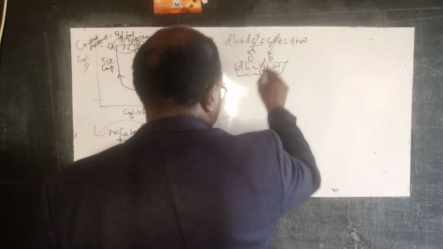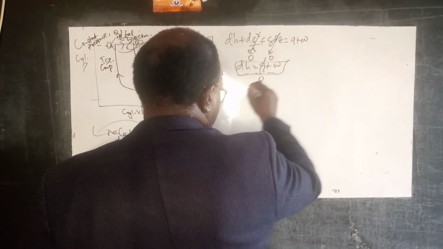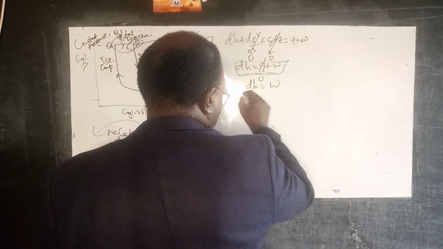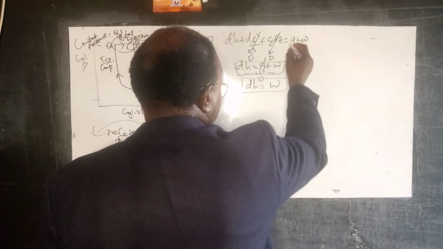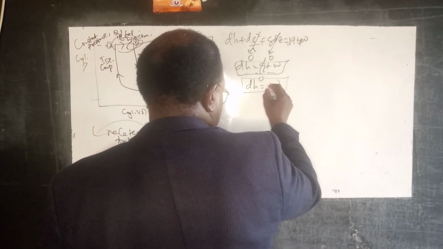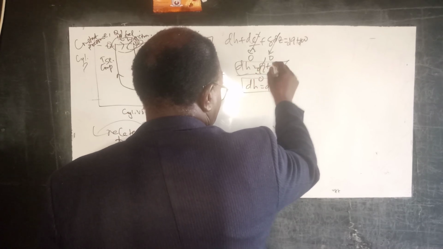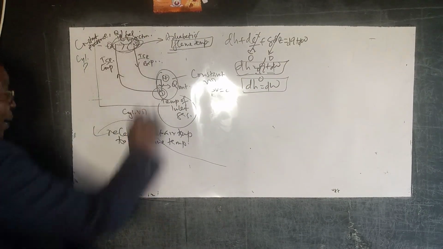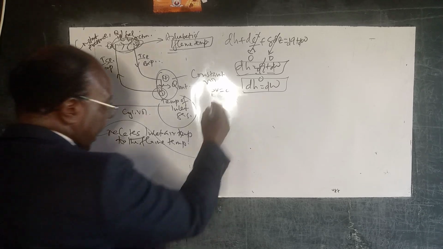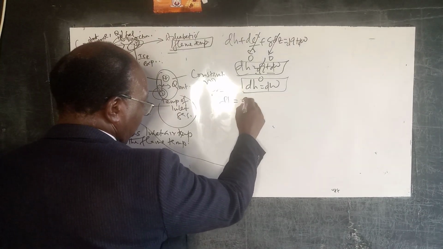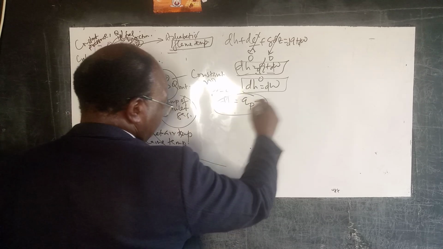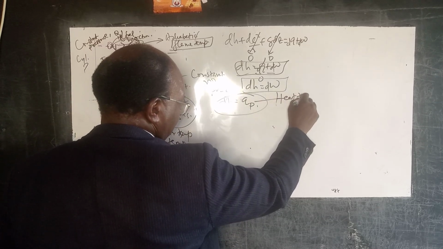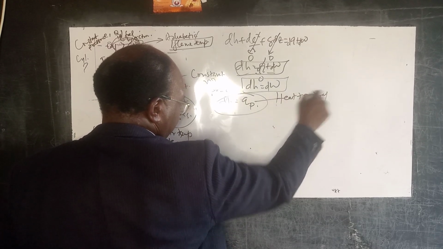And for adiabatic processes, Q is 0, so dH is equal to dW. Sorry, that's dW. So, at this particular portion there, and remember dH is equal to Q, heat transferred under constant pressure.